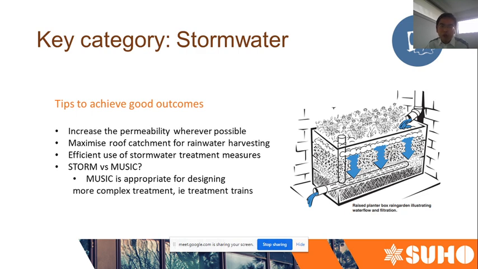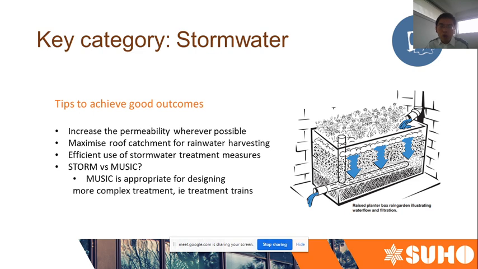And efficient use of stormwater treatment measures is important. So besides the rainwater tanks, the rain gardens or buffer strips, all these will make a big contribution in terms of stormwater management.